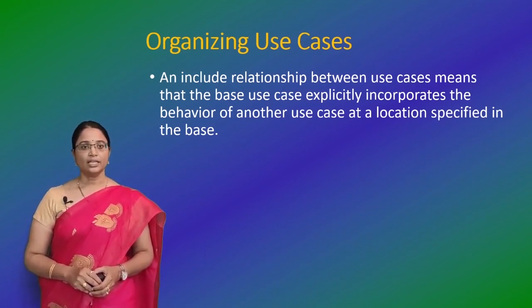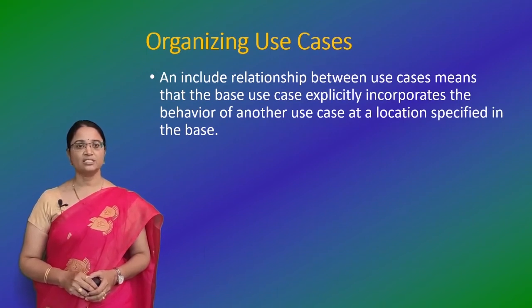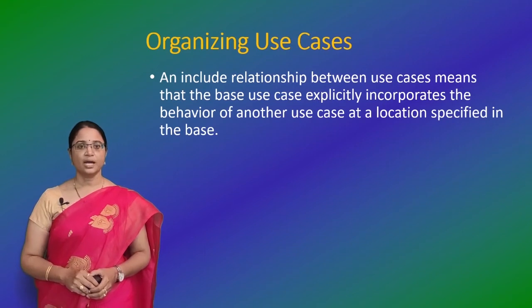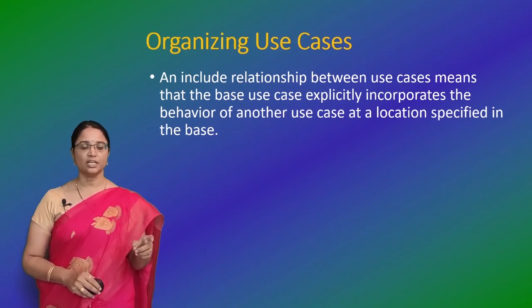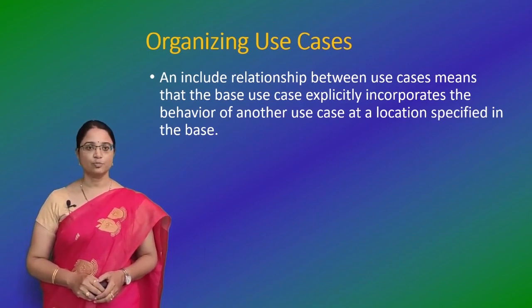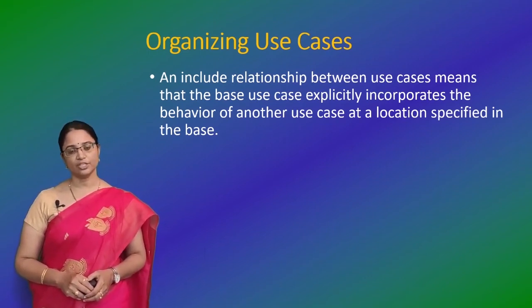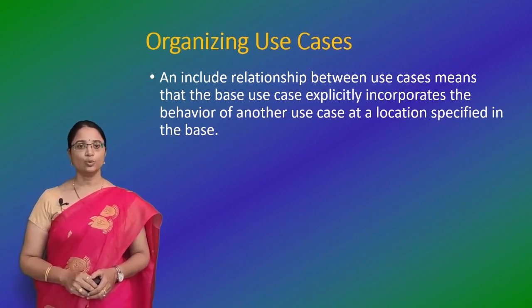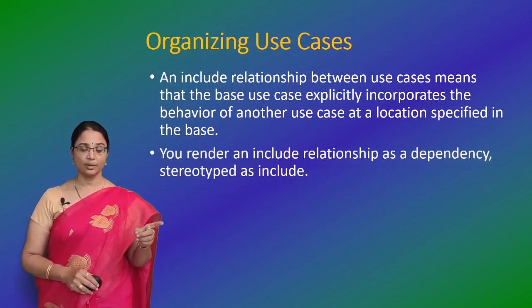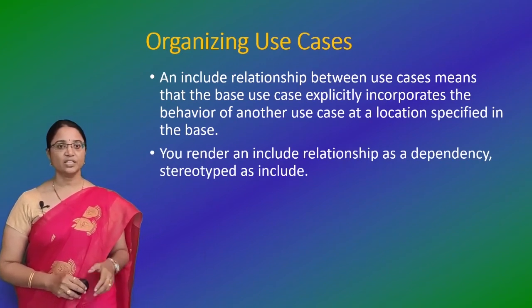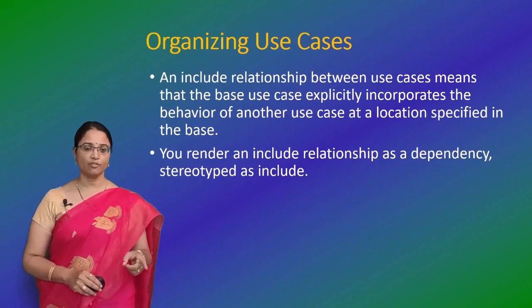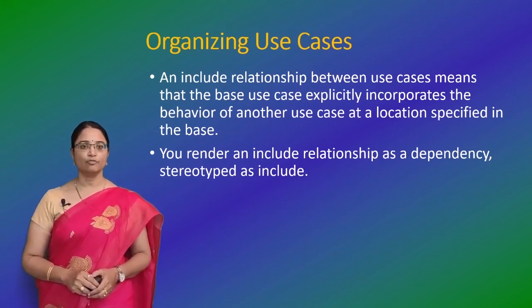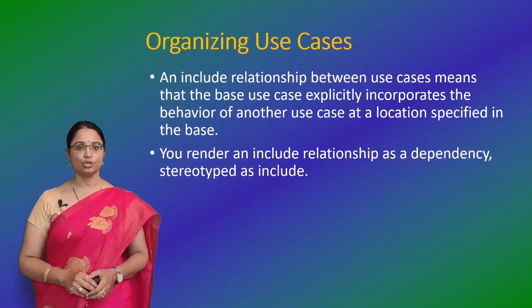And the include relationship is essentially an example of delegation. You take a set of responsibilities of the system and capture it in one place. Then let all other parts of the system include the new aggregation of responsibilities whenever they need to use the functionality. You render an include relationship as a dependency stereotyped as include, to specify the location in a flow of events in which the base use case includes the behavior of another. You simply write include followed by the name of the use case you want to include.